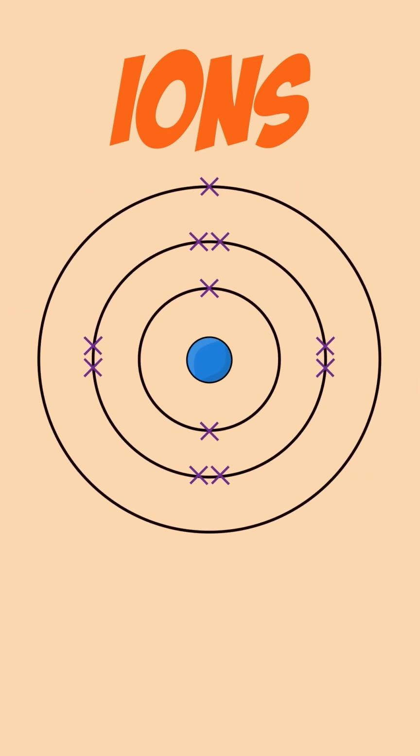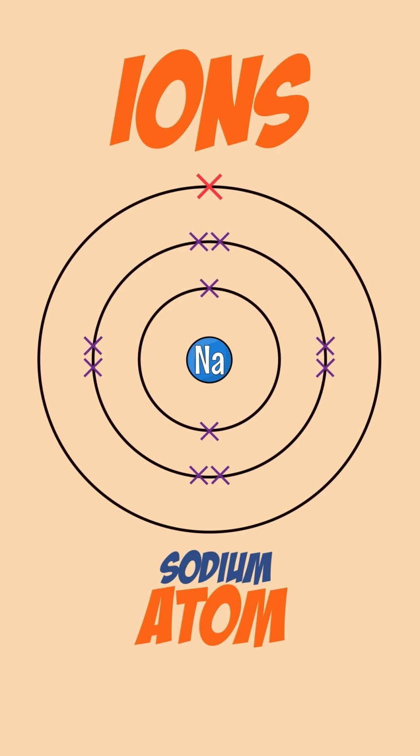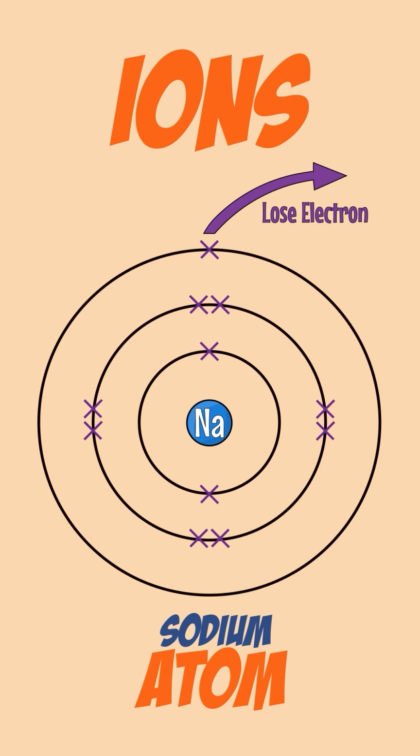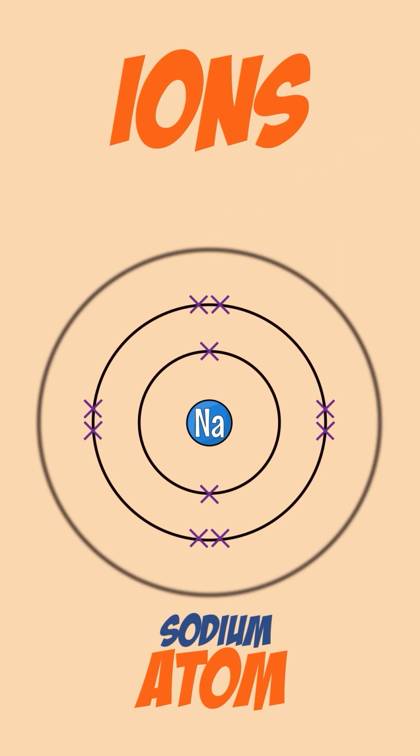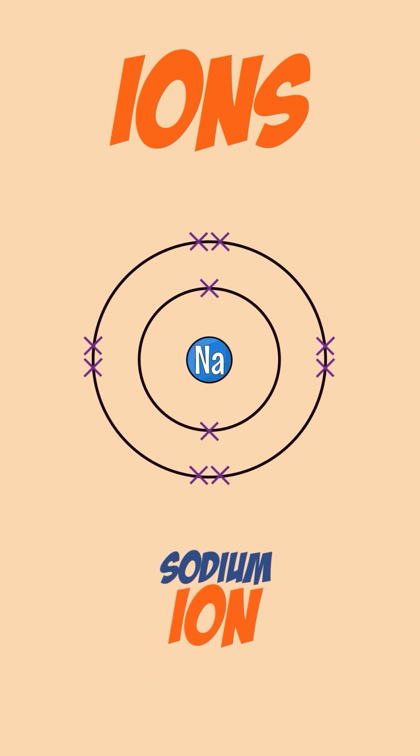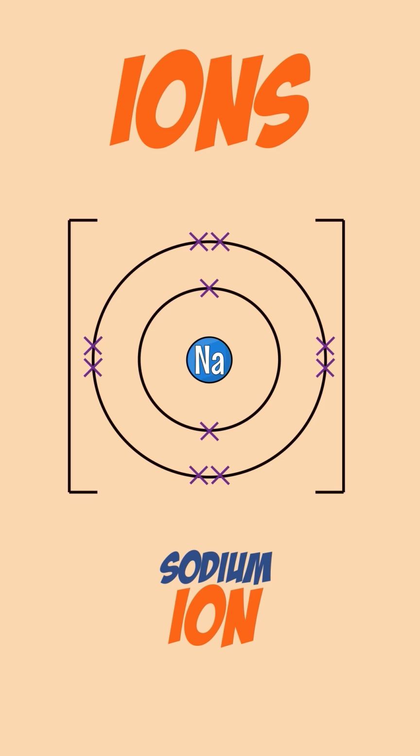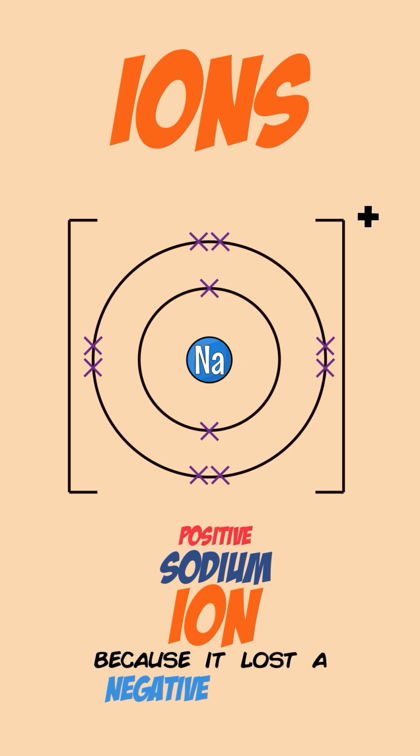So for example, in sodium there's one electron in its outer shell, so the easiest way it can achieve a full outer shell is by losing that one outer electron. Once it removes it, it becomes an ion. So to show this, you draw its structure within square brackets and show its charge on the top right. It becomes a positive ion because it's lost a negative electron.